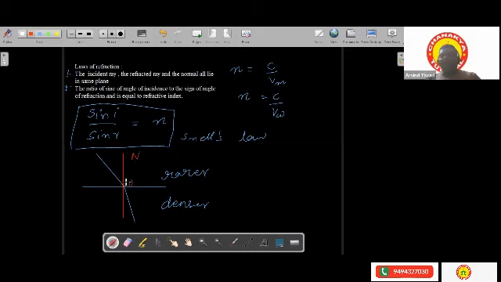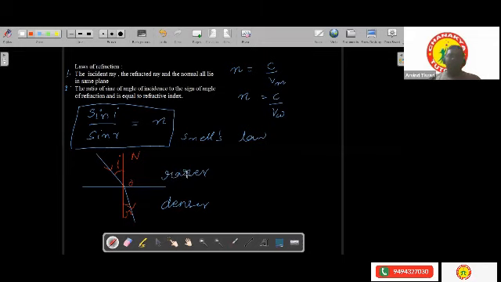ON is the normal. This angle is the angle of incidence. This one is the angle of refraction. This is your incident ray. This is your refracted ray. And hence you get this. So for this, suppose here you have some speed C, here you have V, and then you will get the refractive index as C by V.